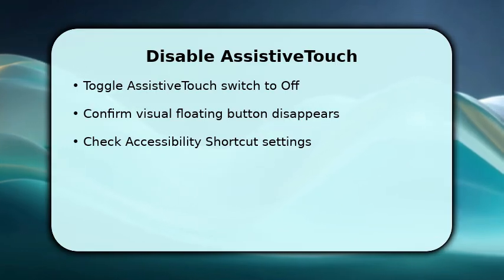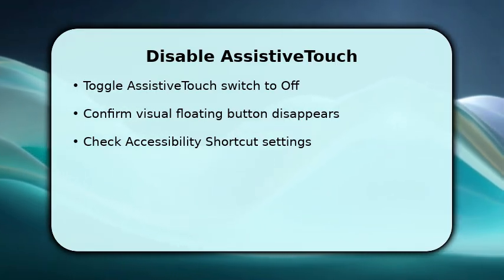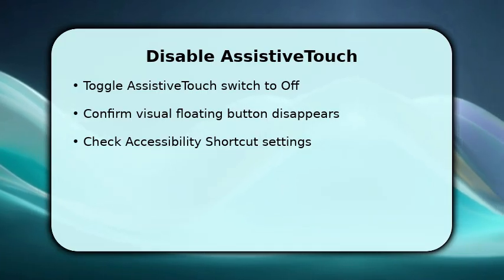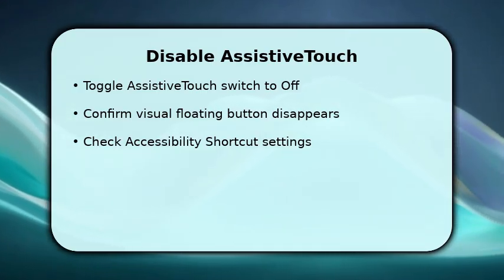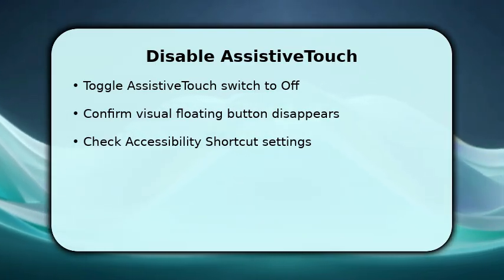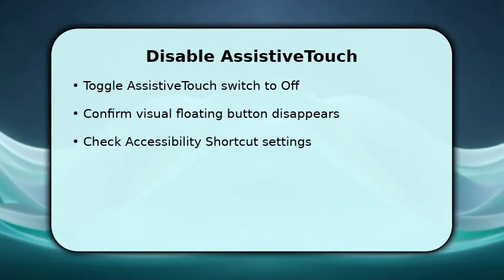Go back to Accessibility, then Accessibility Shortcut, and uncheck Assistive Touch. You're doing this so the feature won't re-enable accidentally. Once done, observe the screen. No floating button means success. If it still shows, continue to the final cleanup step.